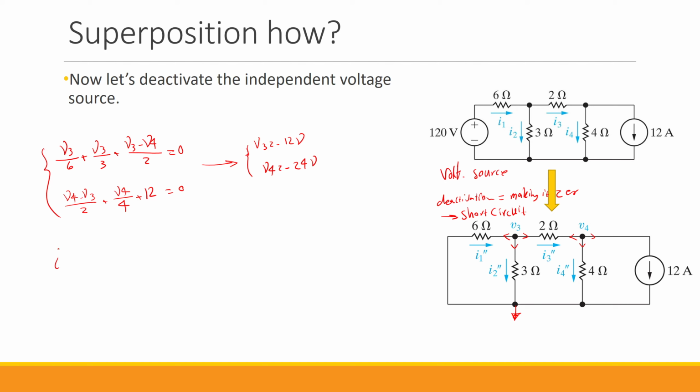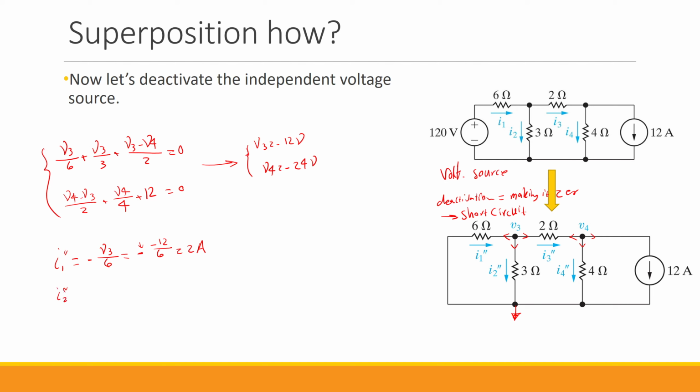So I1 double prime, the current that goes in this direction, basically enters the node, is going to be negative V3 over 6. So it is negative V3 over 6, which equals negative 12 over 6, or it is 2 amps. So V3 over 6 is the current that leaves the node, goes through 6 ohms. Since the current that we are calculating is in reverse direction, we have this negative sign. So keep that in mind.